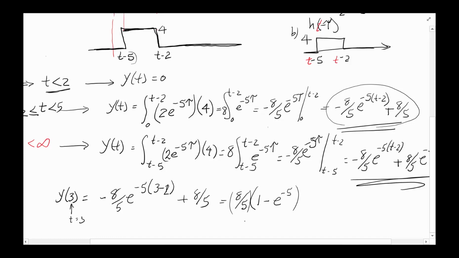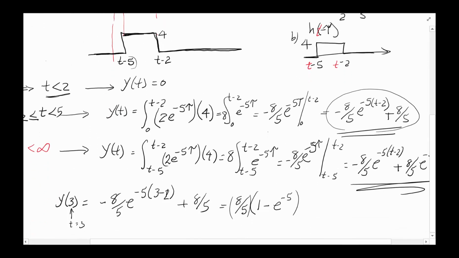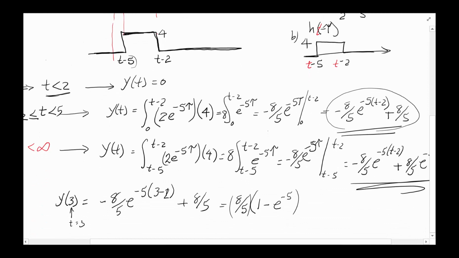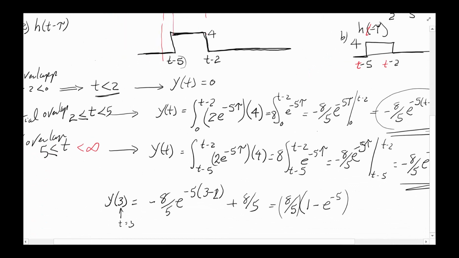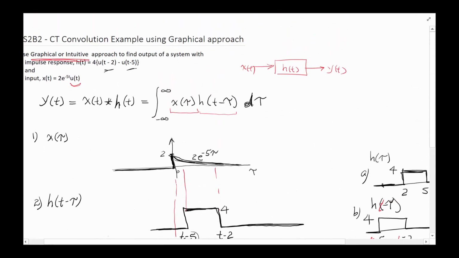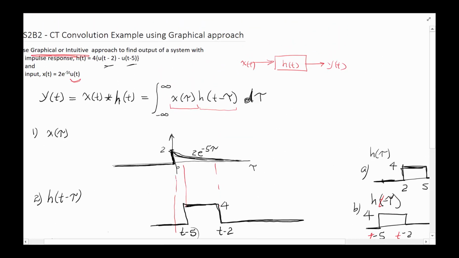And that brings us to an end of an example of applying a graphical approach. You notice that you got all your y's for all possible values of t, and you're able to find the output of this system using convolution and using a graphical or intuitive approach in continuous time.